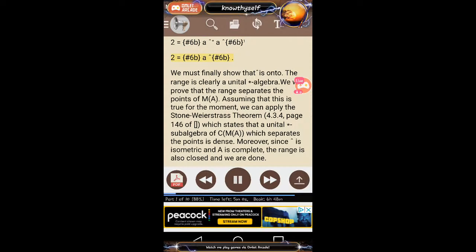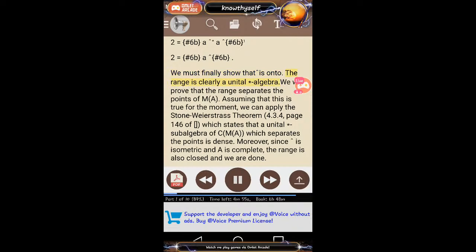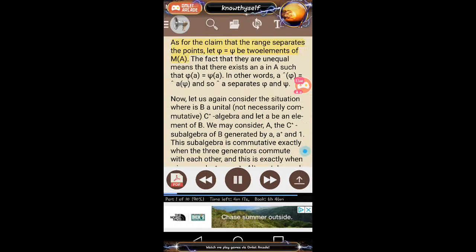We must finally show that the map is onto. The range is clearly a unital subalgebra. We will prove that the range separates the points of M(A). Assuming that this is true for the moment, we can apply the Stone-Weierstrass theorem, 4.3.4, page 146, which states that a unital subalgebra of C(M(A)) which separates the points is dense. Moreover, since the map is isometric and A is complete, the range is also closed and we are done.